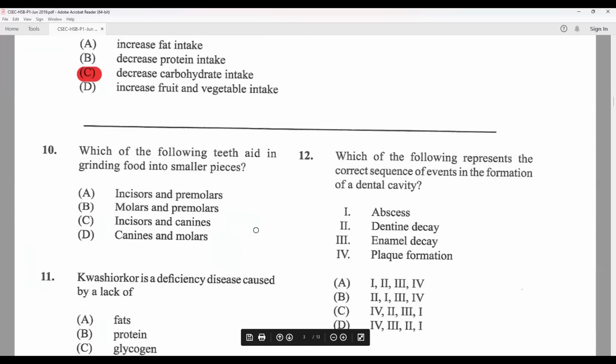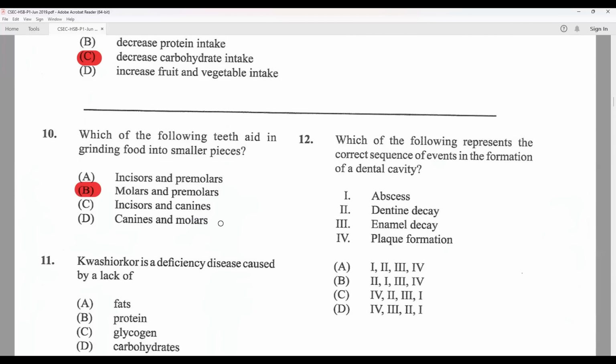Which of the following teeth aid in the grinding of food into smaller pieces? And you know, you grind food further back in your mouth, and the molars and premolars are located there. So B for 10.